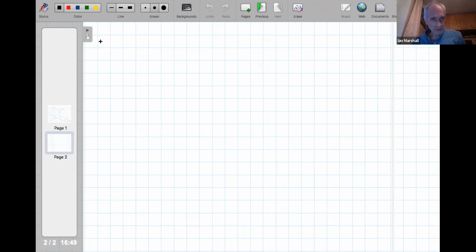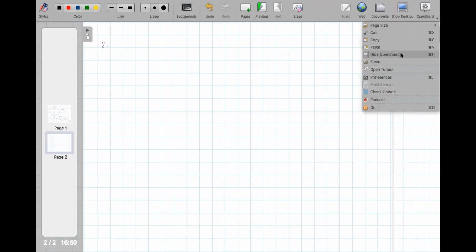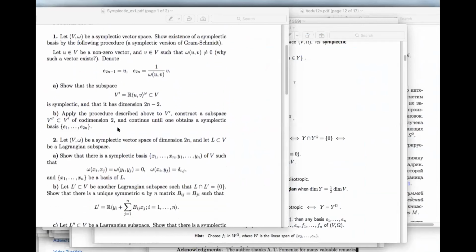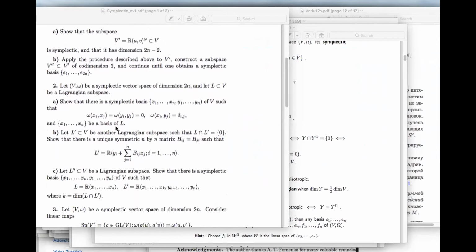All right, so let's have a look at question 2. So question 2 is, by the way, what is question 2? Let me see. So now we have a different form of symplectic basis when the first n vectors are fixed to a Lagrangian subspace.